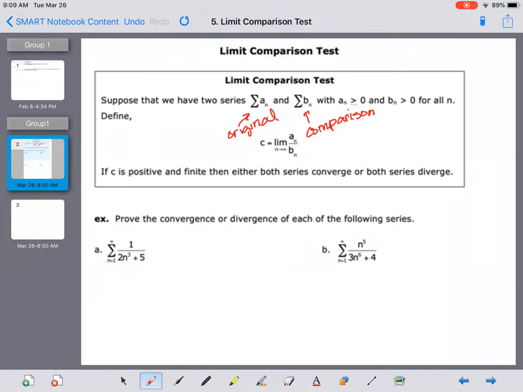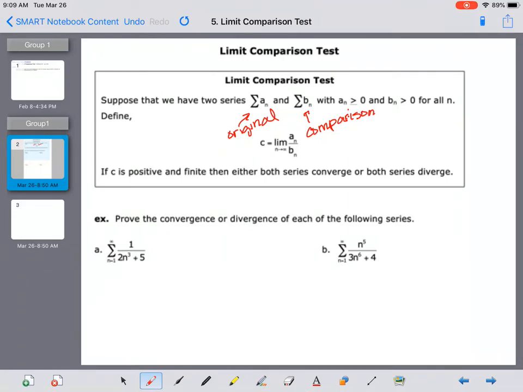It says if we take the limit as n approaches infinity of the ratio of those two series, so we're comparing them, if we get a value and it's finite and positive, then either both of the series will diverge or converge. So the idea of getting a comparison series, we want to choose a series that we know that's pretty simple to prove divergence and convergence.